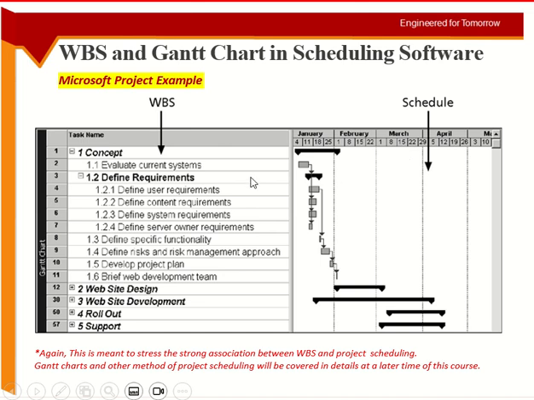So the timeline of the main activity depends upon its subtasks. We don't define the timeline of concept. We define the timeline of the work packages. How much time or when will you do evaluate current systems? When this starts, concept starts. When will you finish the last activity? Let's say the last activity is brief web development team. When you finish this activity, the concept task is finished.